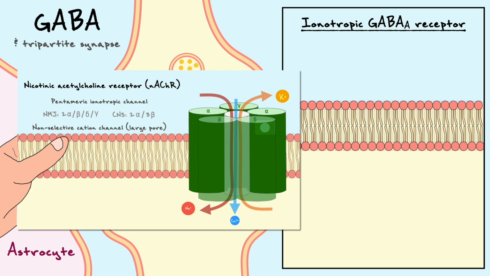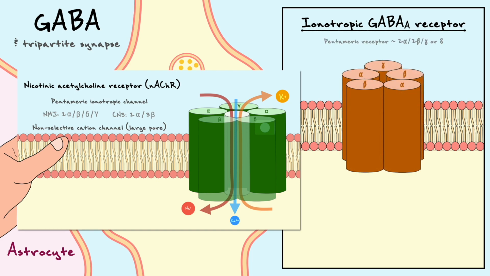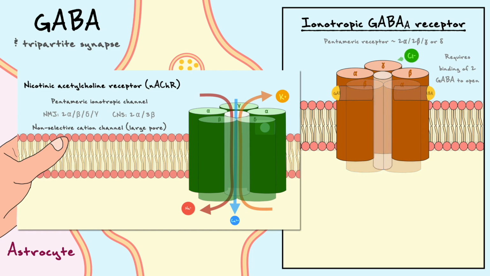Indeed, the GABA-A channel is a pentamer, usually composed of 2 alpha, 2 beta, and 1 gamma or delta subunit. To open GABA-A channels, there are 2 binding sites in between the alpha and beta subunits that, upon GABA binding, open the pore. When the pore opens, the receptor conducts chloride inside the cell, but we'll come back to that aspect shortly.